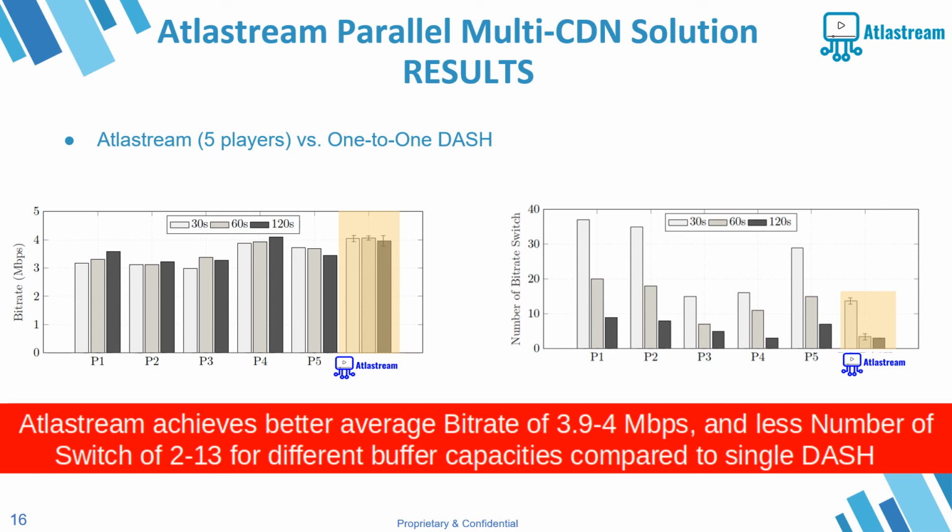These figures show the average bitrate played (left) and the number of bitrate switches (right) during the entire session. Atlas Stream clients achieve a better average bitrate of 3.9 to 4 Mbps and fewer switches, 2 to 13, for different maximum buffer capacities compared to one-to-one clients.